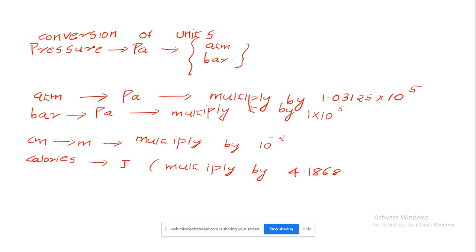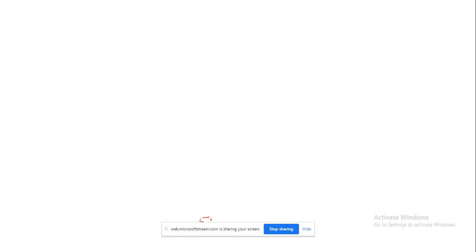Now you have something called BTU, which is nothing but British thermal unit. It is a unit of energy, in terms of joules. British thermal unit, or BTU, is a unit of energy. So how do you convert BTU to joule?